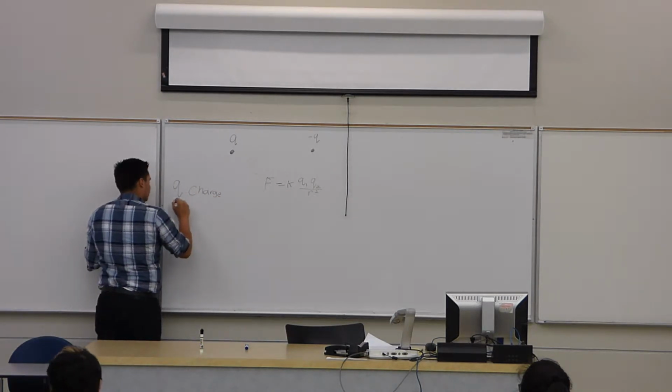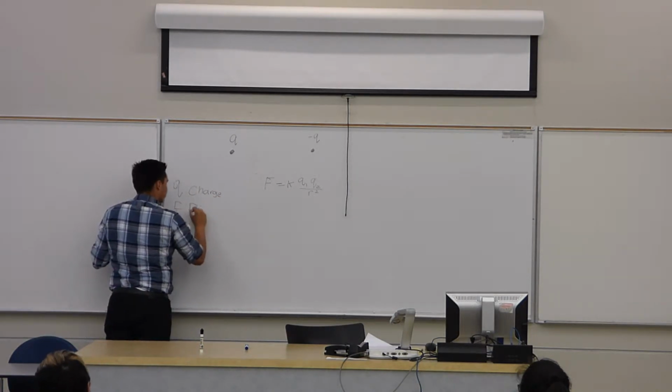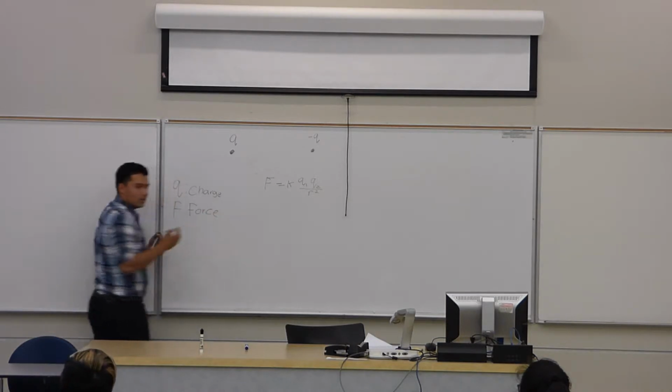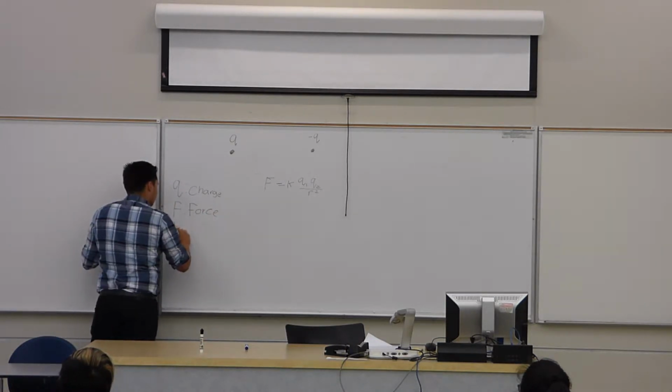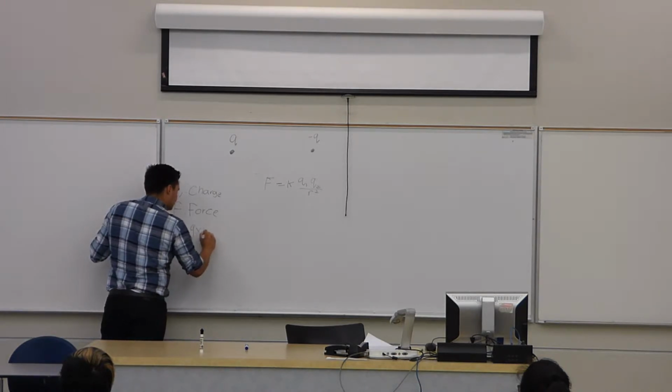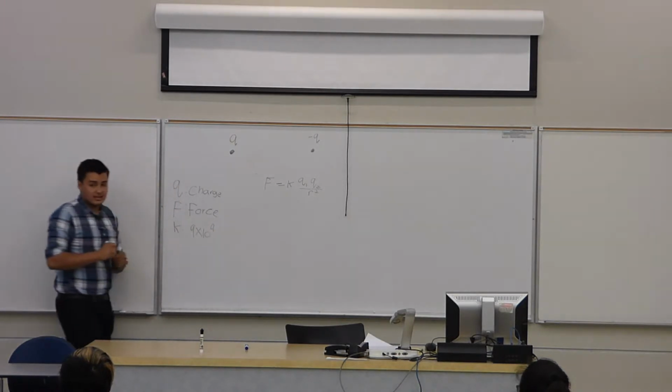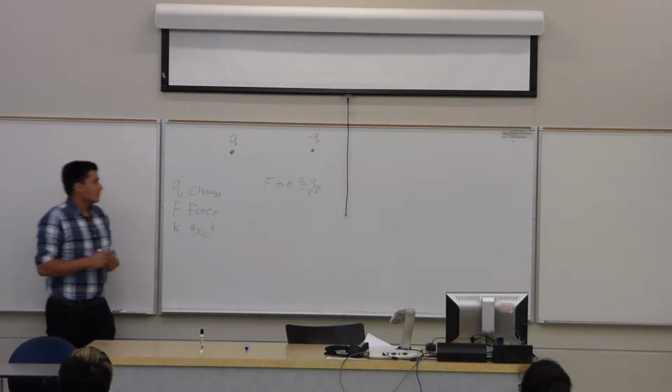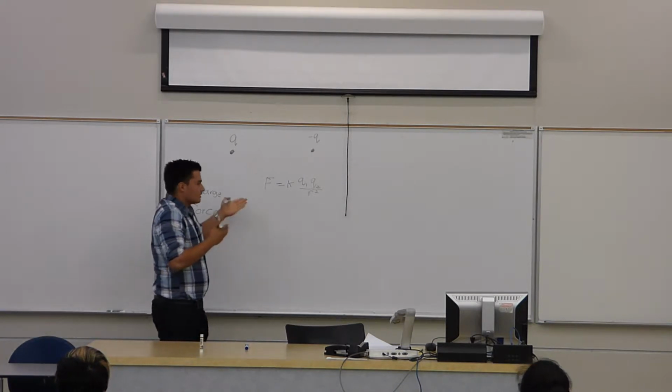So I'm going to label what I mean first. F is just force. And our force is just a push or pull. And K is just a number. And it's just this: 9 times 10 to the power of 9. That's what K is. Now, so this really isn't telling me what the force is causing.